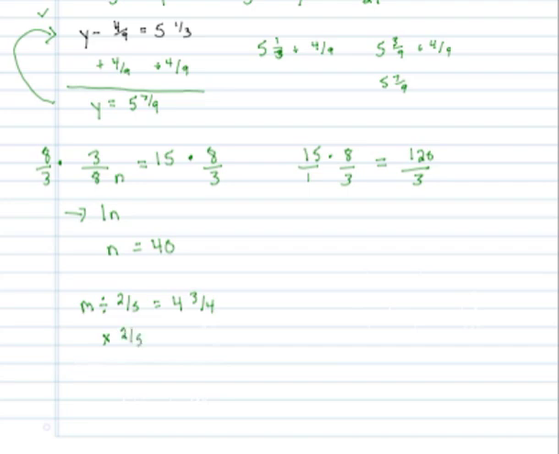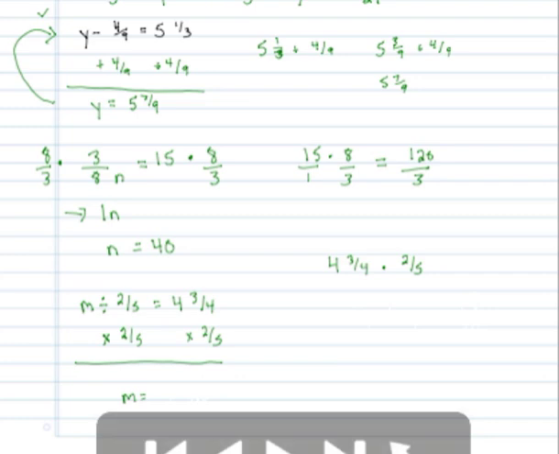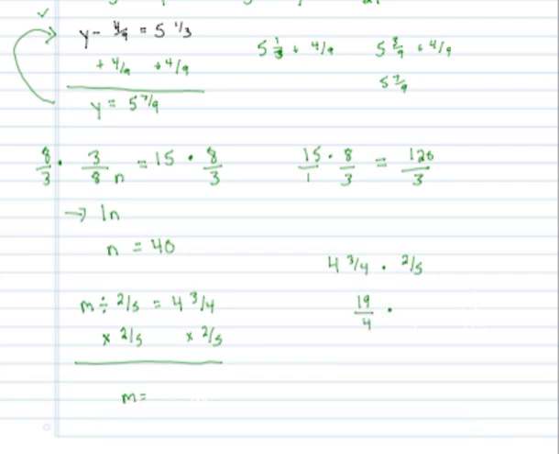Now remember, what we do to one side, we have to do to the other side. So we multiply this side by 2/5 as well. So n would equal 4 3/4 times 2/5. So let's do 4 3/4 times 2/5. Now, remember, to multiply fractions, it's going to be best for us to have an improper fraction. So this would be 19 over 4 times 2 over 5. So we will have 38 over 20. And when we simplify that down, that would be 1 18/20, or 1 9/10. So n equals 1 9/10.